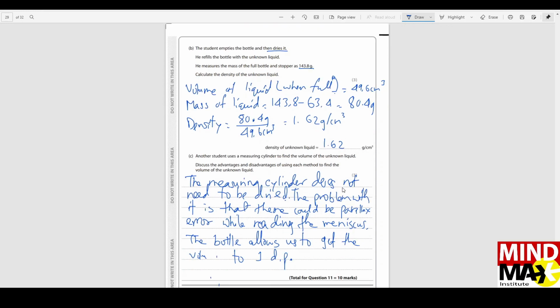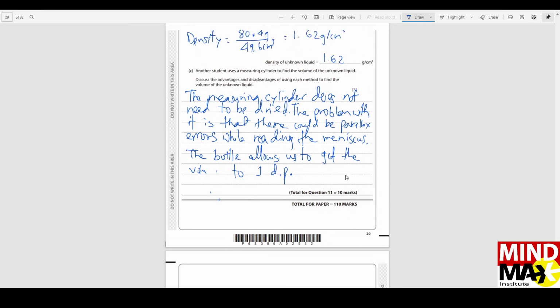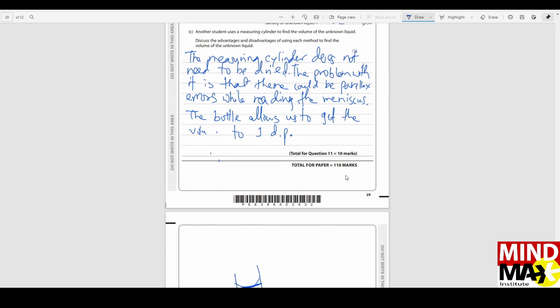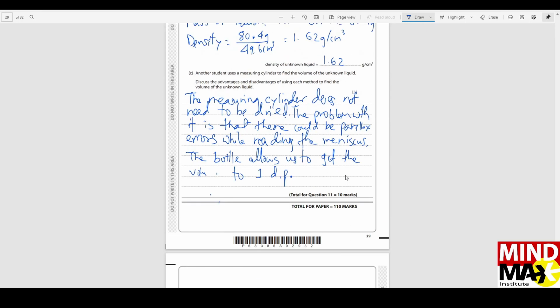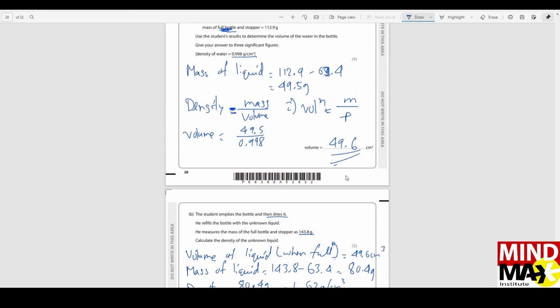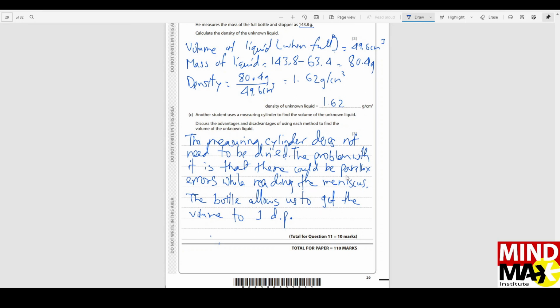The problem with the measuring cylinder is there could be parallax errors while reading the meniscus. Whenever you have a measuring cylinder, you get this lower meniscus of the water. You have to read it properly at eye level. So there could be a parallax error problem while reading the meniscus. The bottle allows us to get the volume up to 1 decimal place. If you look carefully, we got the volume up to 1 decimal place. So that's an advantage of using the bottle rather than the measuring cylinder.